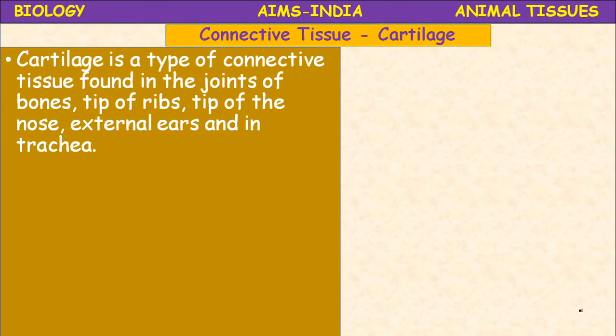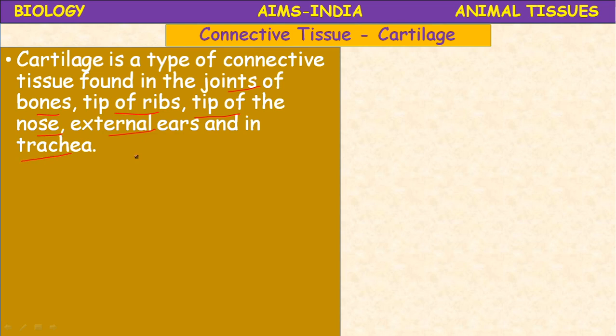Next, somewhat soft dense connective tissue. So that is cartilage. The cartilage is a soft skeleton tissue consisting of cartilage cells. It is a type of connective tissue found in the joints of bones, tip of ribs, tip of nose, and the external ear pinna. Okay, our external ear is also composed of this cartilage only, and the trachea.